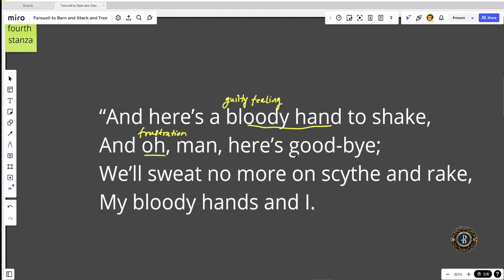Oh man, here's goodbye. So once again he is saying goodbye. We'll sweat no more on scythe and rake, my bloody hands and I. Here we can be the speaker and his hands that are covered with blood right now. And we'll sweat no more. We are not going to work hard, toil our labor in the fields using scythe and rake. Scythe and rake are two gardening tools, and I'm not going to use these tools anymore.